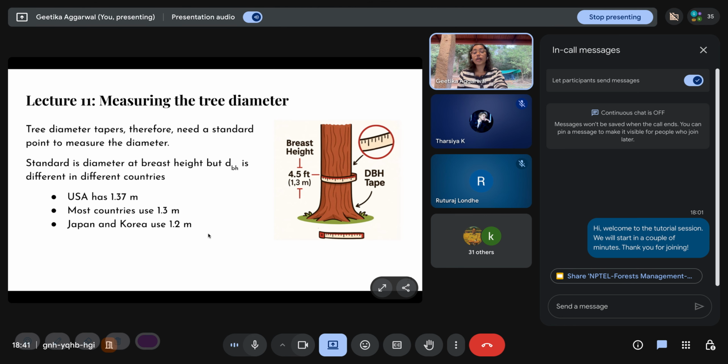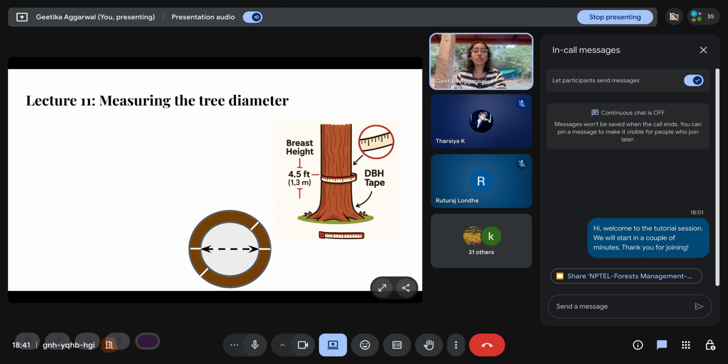But Japan and Korea use 1.2 meters, so it's not uniform throughout countries. That's a little bit problematic when you want to compare trees across countries. Now, for measuring tree diameter, you can measure it in two ways.